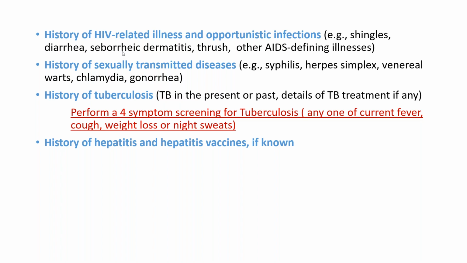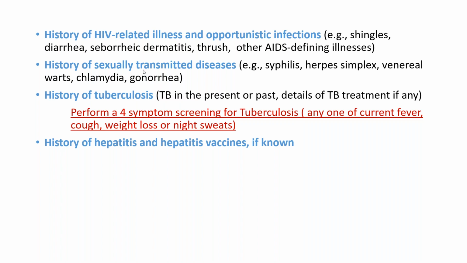Ask about specific disorders that you want to know. You want to know about shingles. Shingles are also called herpes zoster. You want to ask about diarrhea, seborrheic dermatitis, oral thrush, or any other AIDS defining illness. Always ask about TB. It is very important. Ask your patient, did you ever have TB? Like I have written down later.